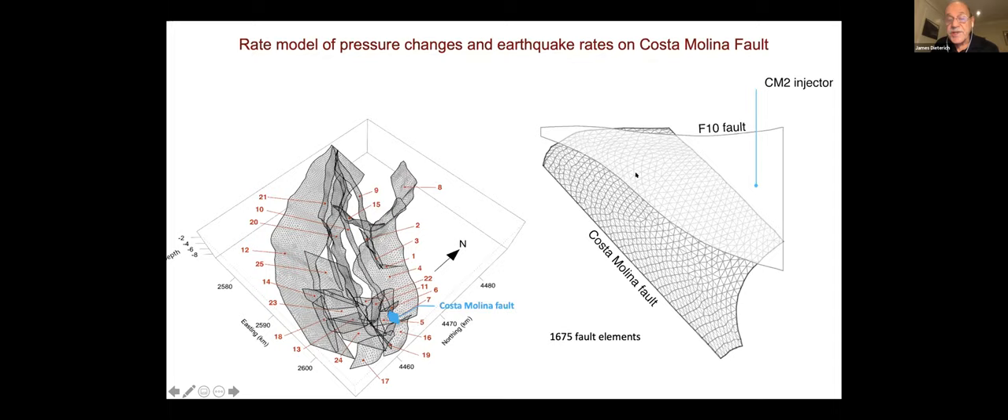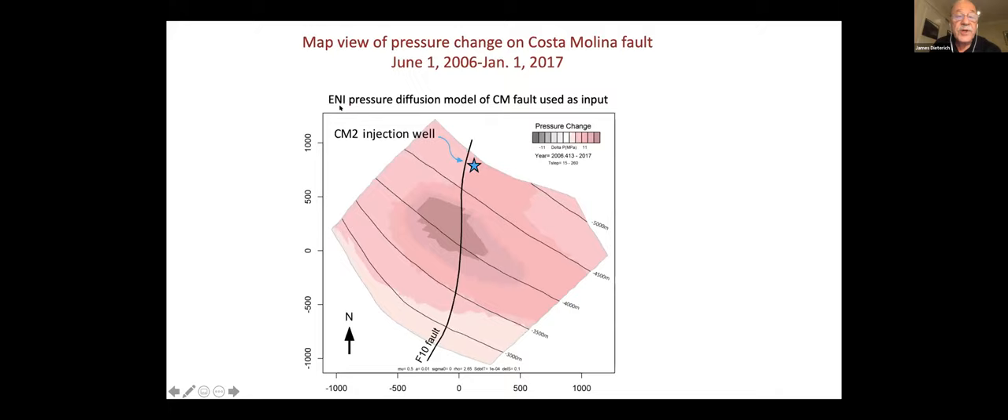The reason that's there is that we think that that is providing a very high permeability and pressure diffusion rate in transferring fluids from the injection well onto the fault, since it was less than one day for an effect to be seen on this fault once they started fluid injection. And that's a pretty large distance. So we modeled that. Now we've used, instead of that simple pressure model, the ENI pressure diffusion model.